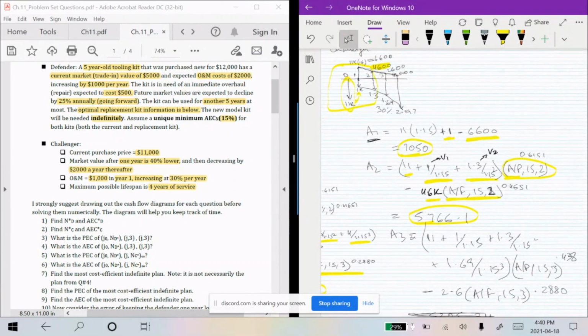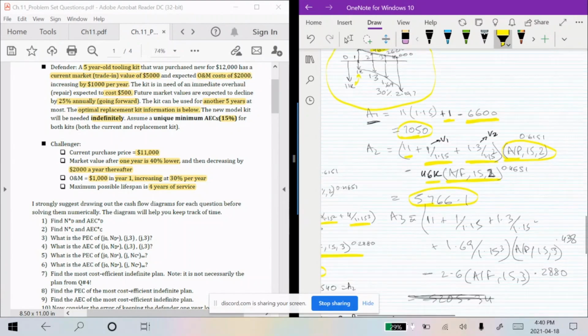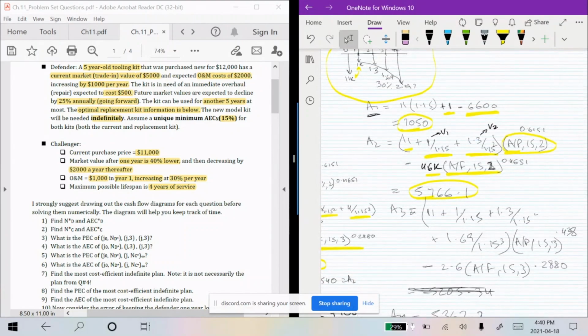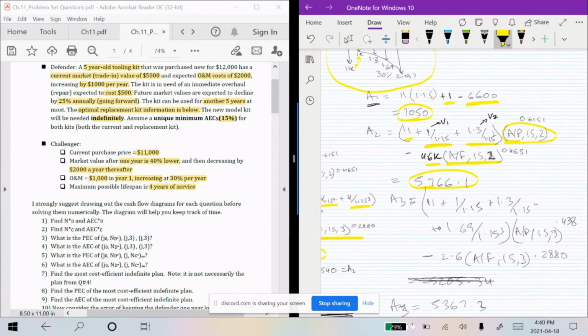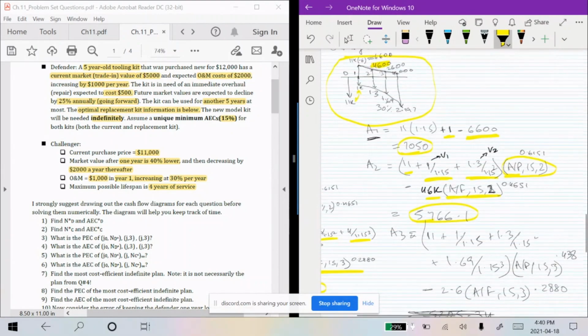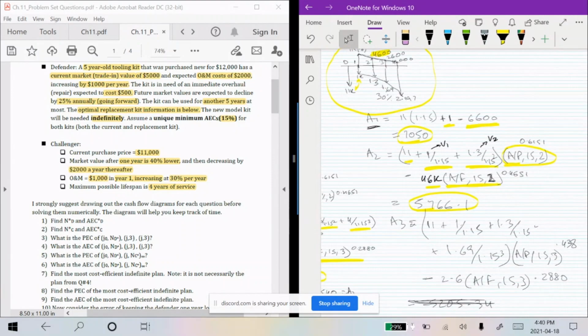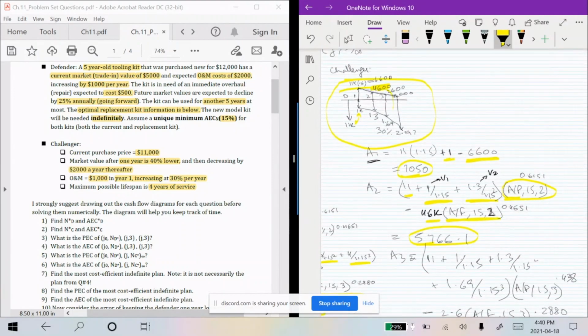Next, you do the same thing for A3. So now we're done with A1 and A2. The Challenger is available for 4 years, so we need to find every A until we find one that's greater than the previous one. Now A2 was less than A1, but we need to find something that's greater. Okay, let's go with A3. A3 is this.